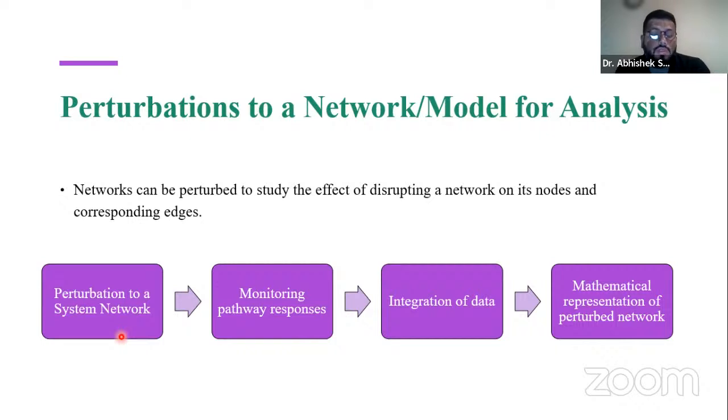The process starts with systematic perturbation of biological systems, monitoring the pathway responses, integration of the data, formulation of mathematical models that describe the structure of the system and its response to perturbation. So perturbation analysis is very important, where, for example, you knock out certain genes, you knock in certain genes, or probably you have just stopped certain pathways in a metabolic model or in a biochemical network model, and you see what changes happen.